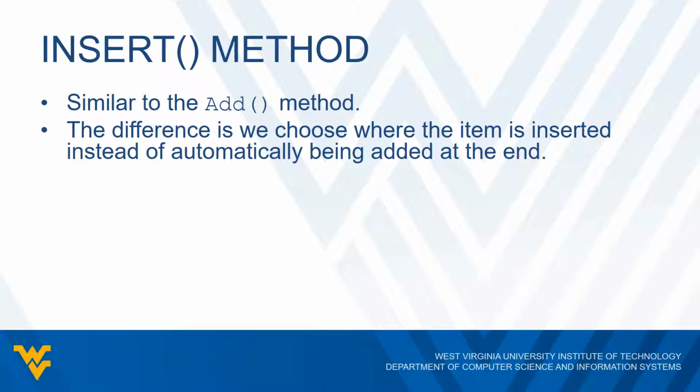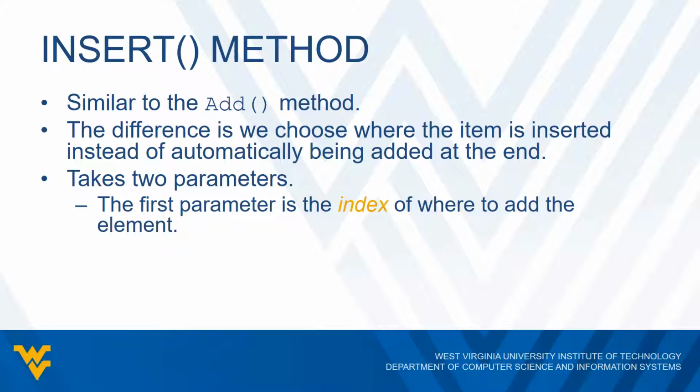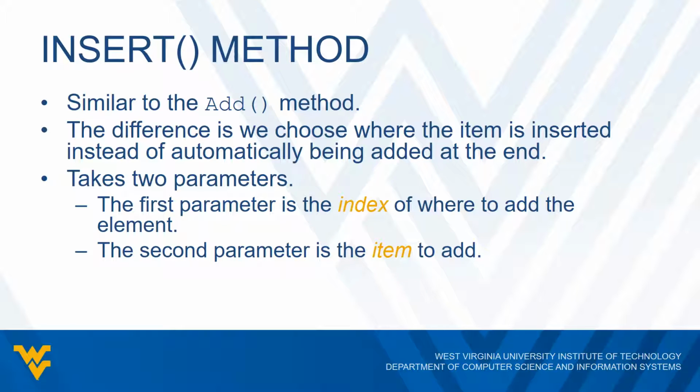The way this method works is we would need two parameters. The first parameter would be the index of where we would want to add that element. So for example, if we wanted to add an element at the very beginning, we would make this parameter 0 to say we want to put it at the first element of our list. So we can choose where we want to do it. The second parameter is going to be the actual item we need to add. This follows the same rule as the add method in that the type of this item has to match the type of the list.